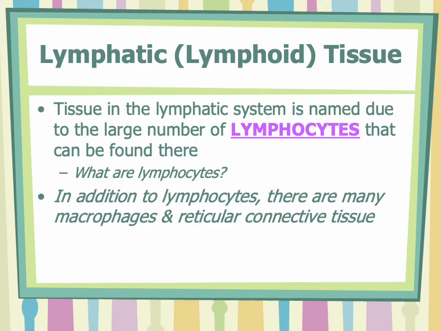So the lymphatic tissue is named after the lymphocytes because they are found in large numbers in that area. So what are lymphocytes? We have talked about them before. They are white cells, right? They're also macrophages, and it's also rich in reticular connective tissue. The reticular connective tissue is basically the framework for a lot of the structures, like the spleen, like the MALT organs, or the tonsils, okay, which are MALT organs as well.